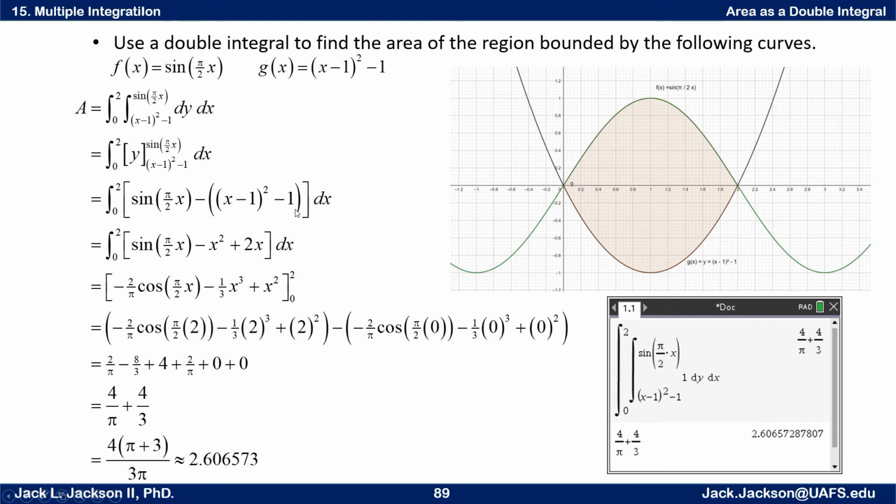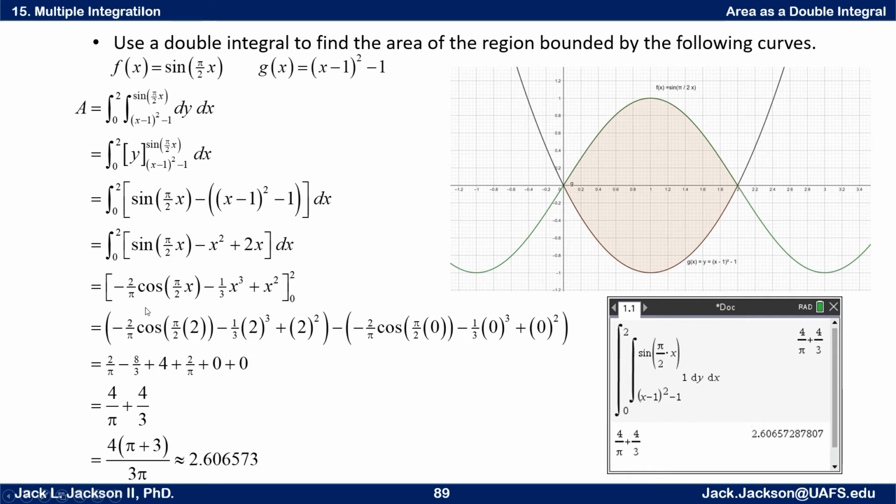So you can do this either way, set it up directly here, or you can set it up as a double integral. So continuing on, let's say we square this and distribute. So this is x squared, that makes it minus. You've got minus 2x, and that makes it plus 2x. And then this is plus 1, minus 1 is 0, and so that goes away.